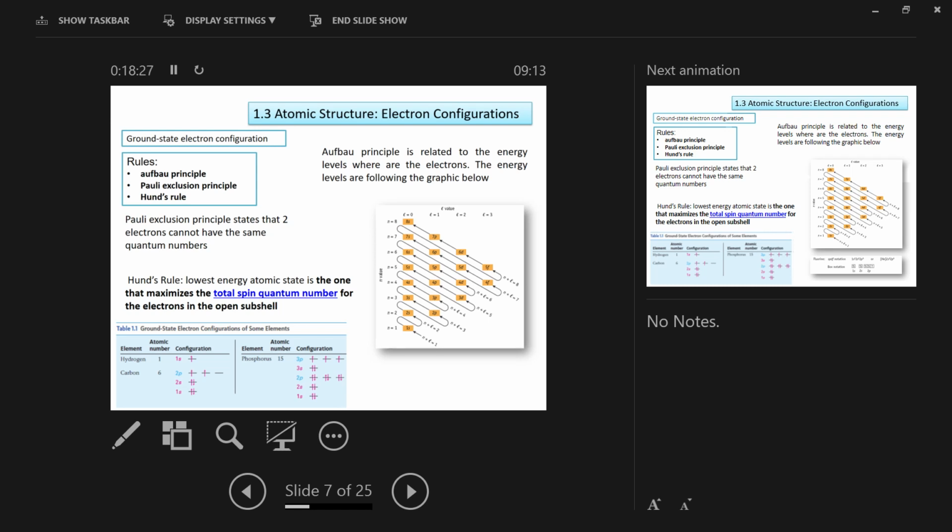Hund's rule is that we have to maximize the total spin quantum number. That means if we have 2 electrons in 3 orbitals, we have to put the 2 electrons with the arrow in the same direction. That means that we have to put them in 2 different orbitals. If we have 3 electrons, we put 3 electrons in the 3 orbitals, as you can see in the case of phosphorus. Okay?